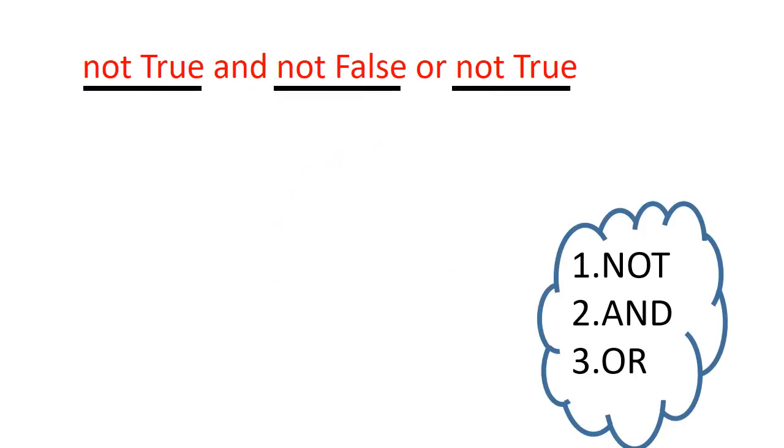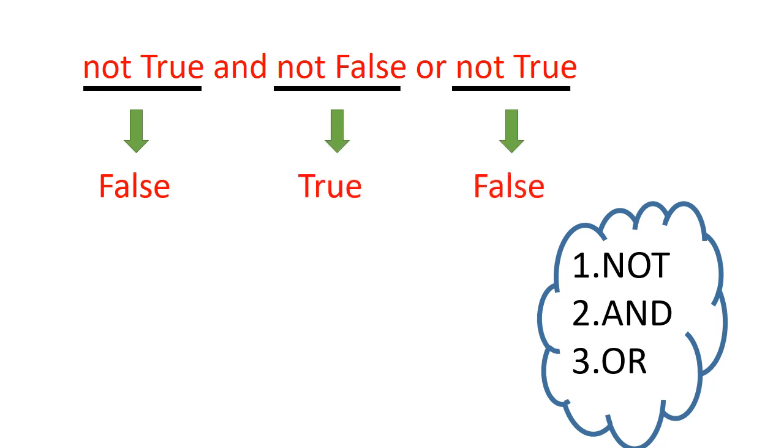When you see the word not in an expression, it means you need to invert the value that comes after it. So not true becomes false and not false becomes true. With this in mind, I rewrite the expression as false and true or false.